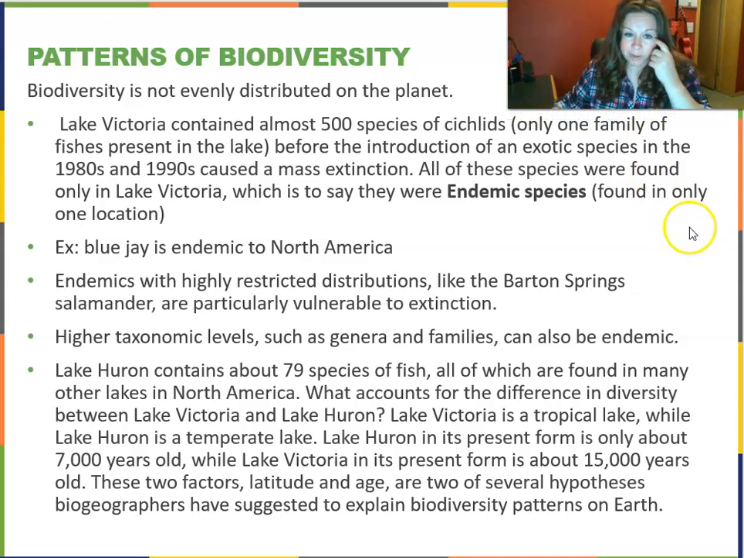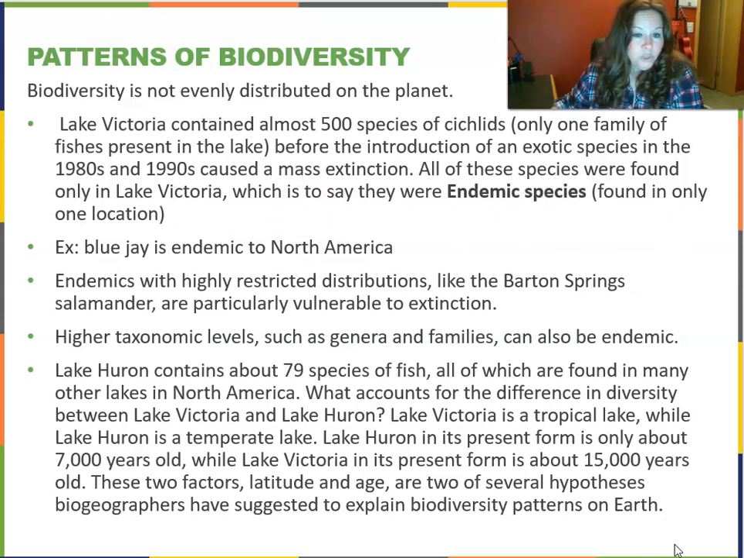Looking at patterns of biodiversity. Biodiversity is not evenly distributed on the planet. So here's some examples. Lake Victoria contained almost 500 species of cichlids, a family of fish present in the lakes, before the introduction of an exotic species in the 1980s and 1990s caused a mass extinction there. All of these species were found only in Lake Victoria, meaning they were endemic species found only in this location.